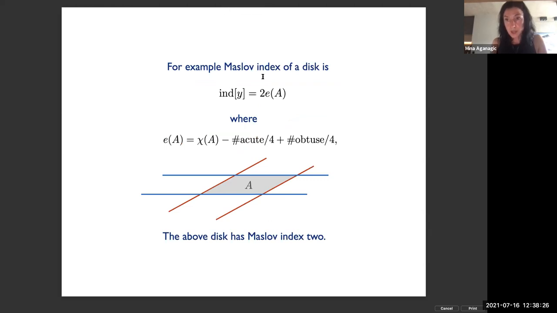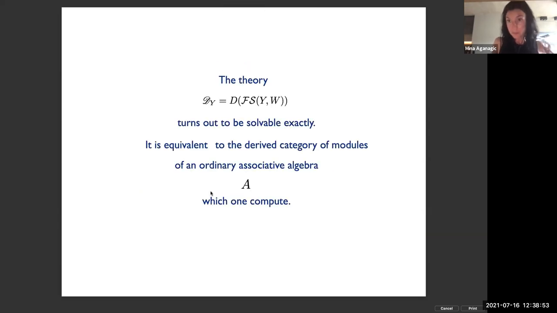So for example, the Maslov index of the disk in our theory is simply given by twice the Euler measure, which is defined in terms of the Euler characteristic of the domain and counting the number of acute and obtuse angles. So in our theory, the above disk has Maslov index 2. And the counting differs from that in Haggard-Floer theory, because we're working in a theory where this divisor has been deleted. The theory turns out to be solvable explicitly.